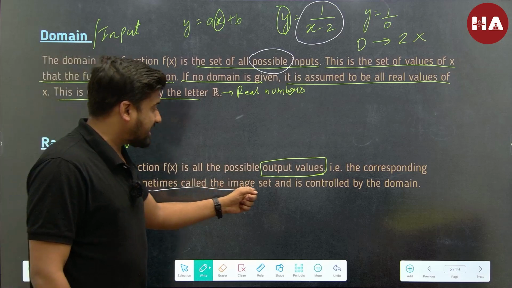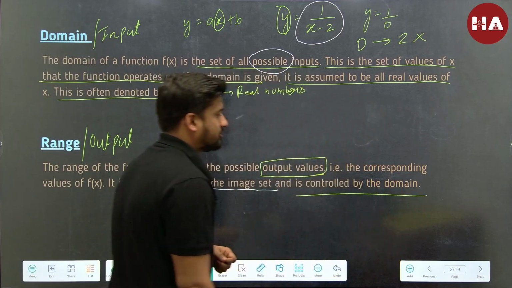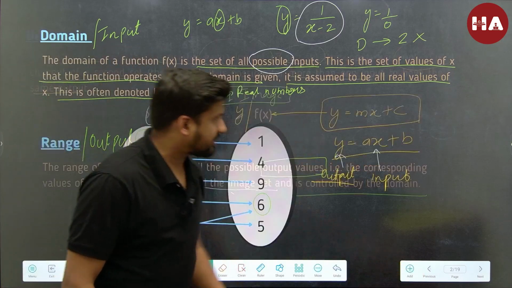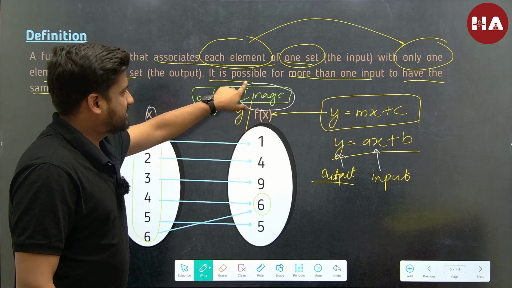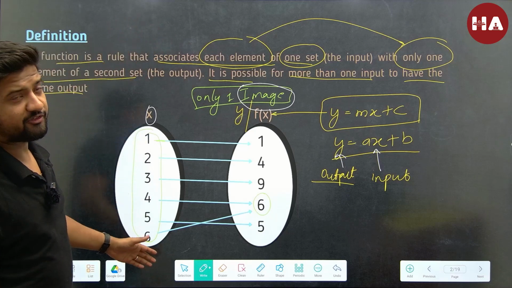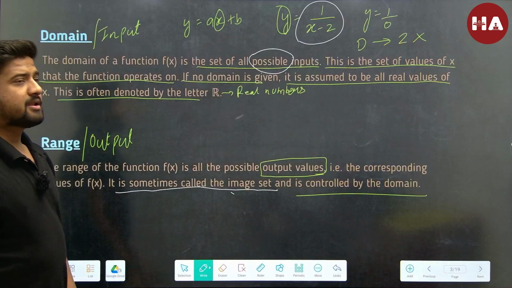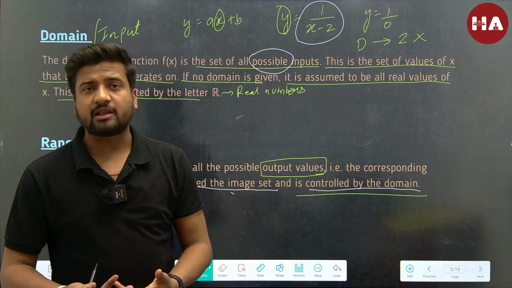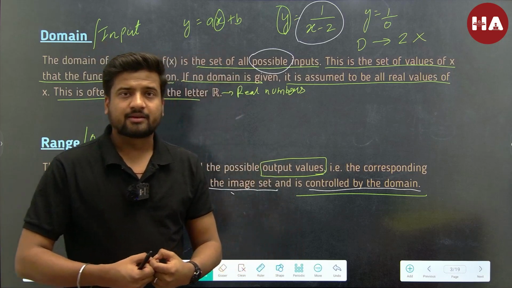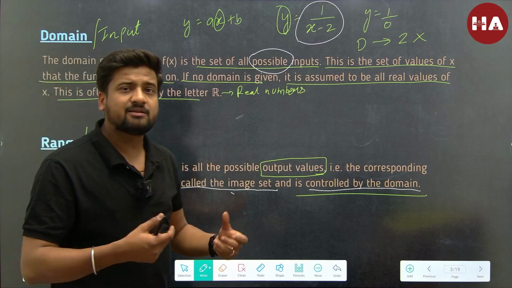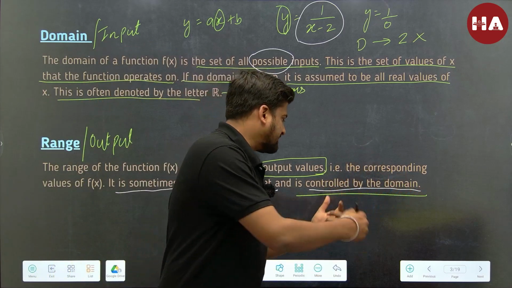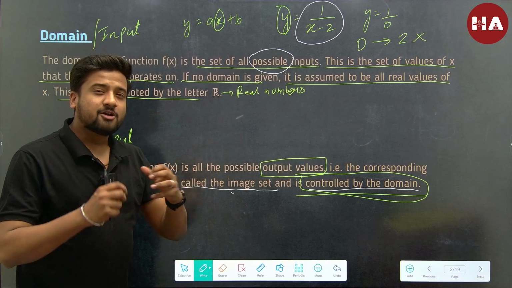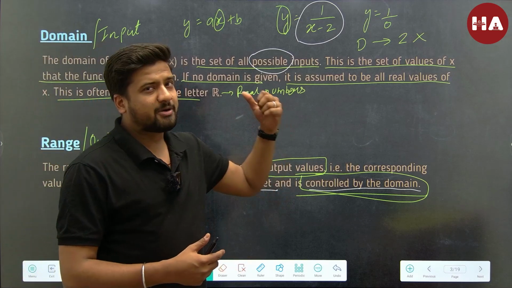It is sometimes called the image set and is controlled by the domain. See, all the things that we just learned: it is the image, and that's what we wrote here. This f(x) is known as the image of x. Now, controlled by the domain means what? When we are substituting some value of x, the answer that we get is the range, and that answer depends on x. That is why it is said that it is controlled by the domain. Please write down these definitions. Pause the video if it's taking you too long, but please write them down.